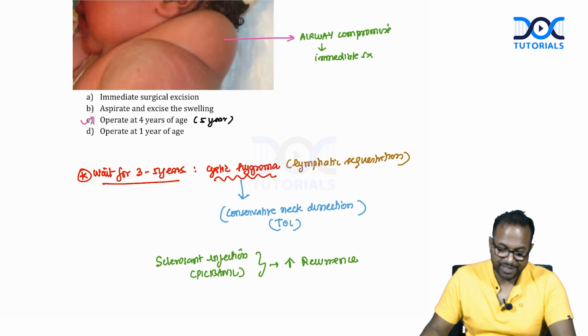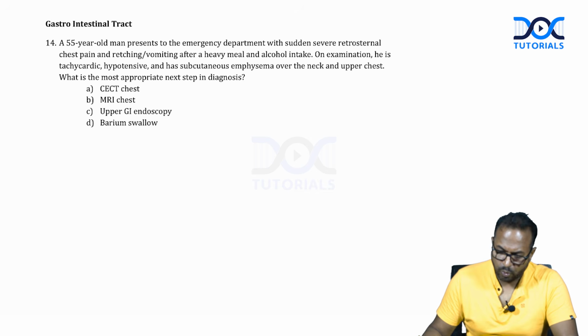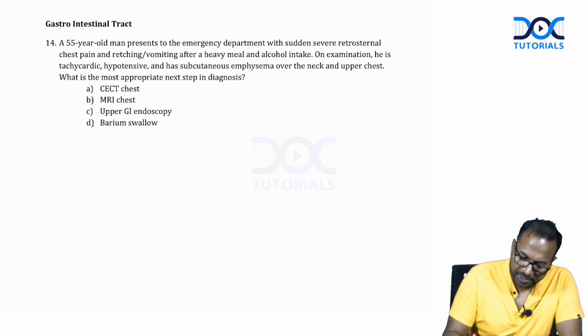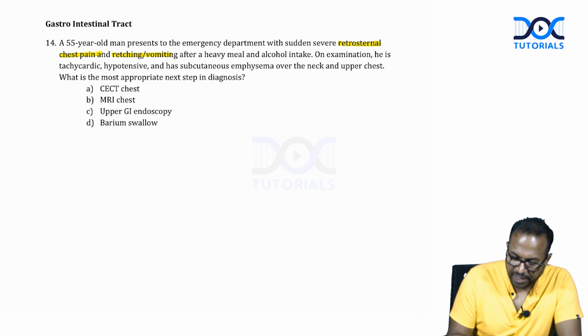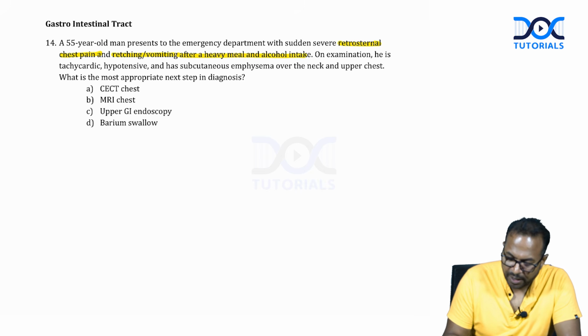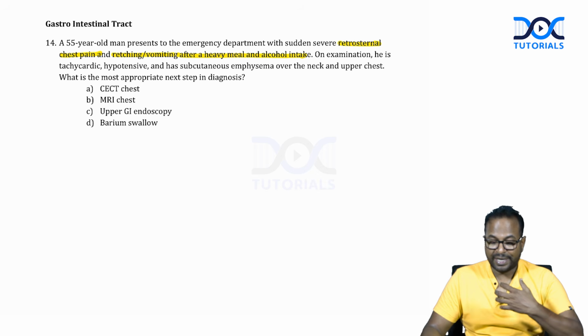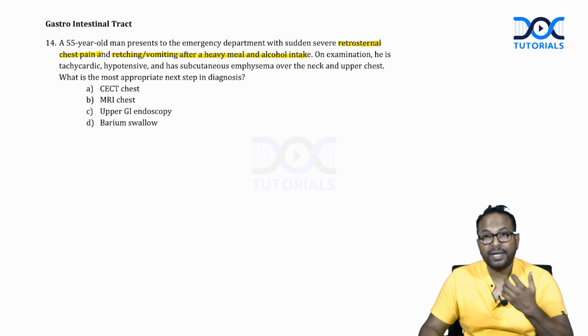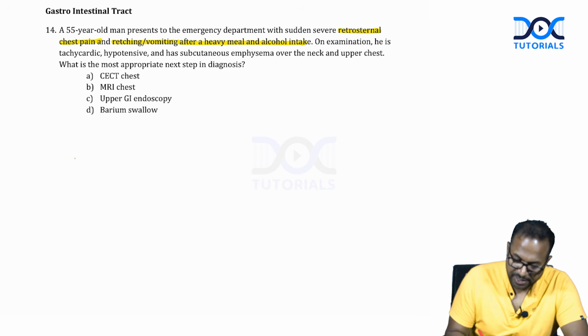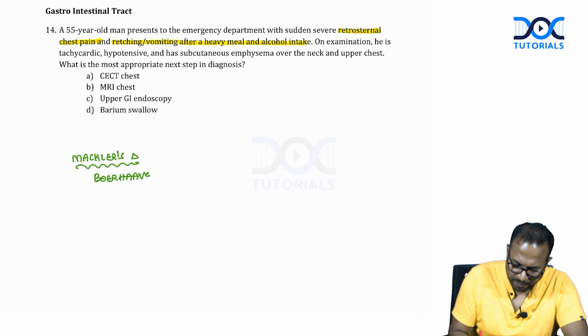Now we go to the GIT. A 55-year-old man presenting to the emergency department with sudden retrosternal chest pain, retching and vomiting after a heavy meal and alcohol intake. So what is this? This is a classical history mentioning Mackler's triad. Mackler's triad is a feature of Boerhaave syndrome.